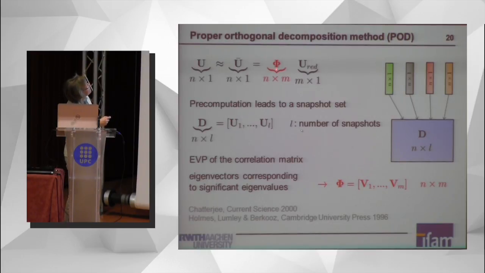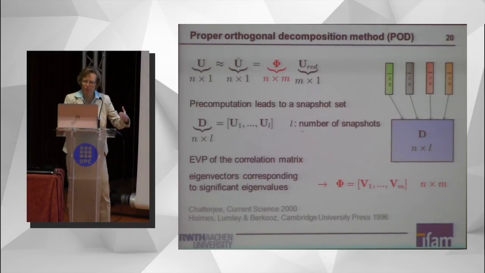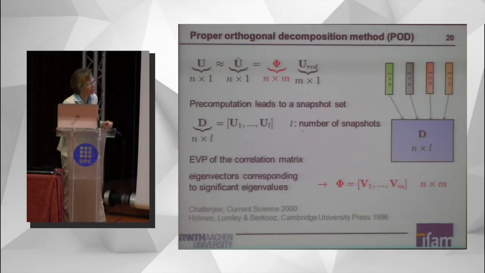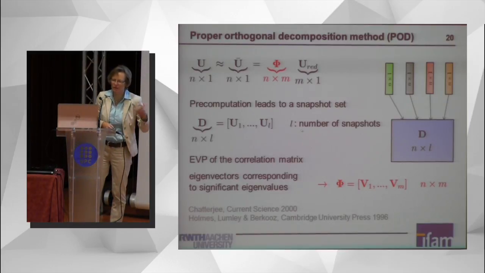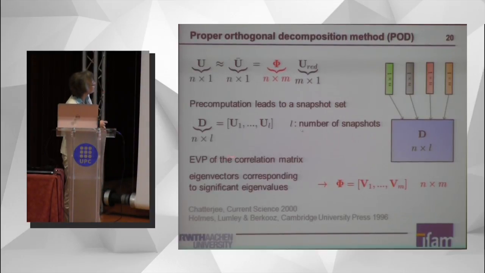So you see now here the phi. So how is it constructed? We compute so-called snapshots. So we investigate a specimen offline. So this is work in preparation before we carry out the actual online simulation. We store these snapshots, arbitrary deformation states, into the snapshot matrix D. Then we formulate the eigenvalue problem of the corresponding correlation matrix. Then you can look at the eigenvalues. Some eigenvalues are almost zero, so the corresponding eigenvectors are thrown away. But we take the significant eigenvectors, which belong to significant eigenvalues, and put them now into this matrix.